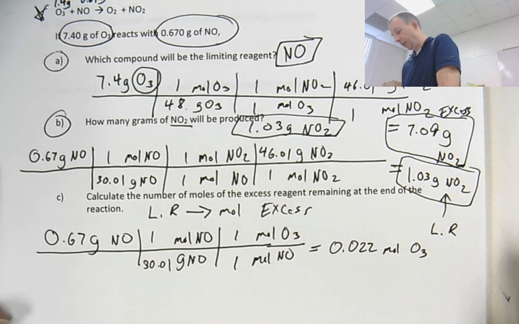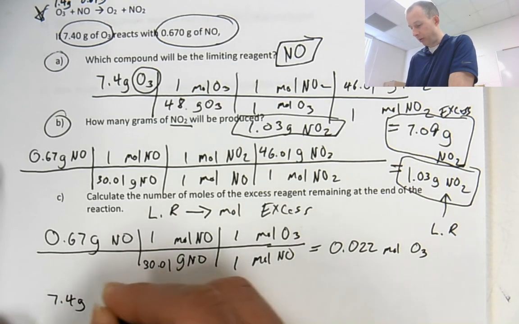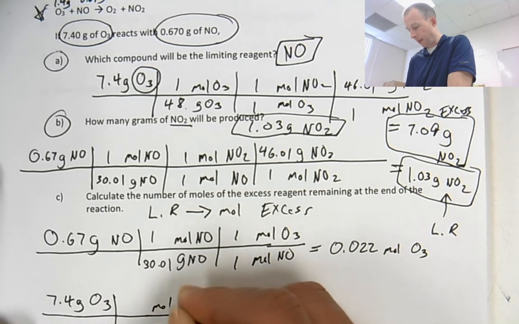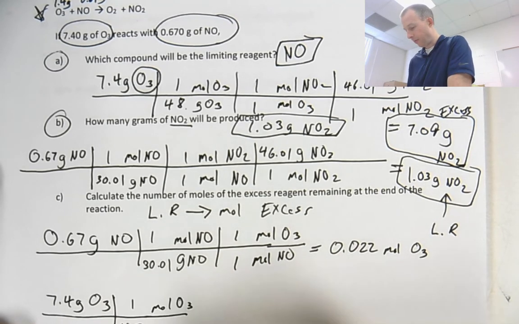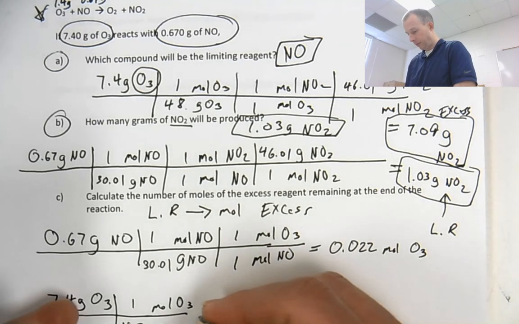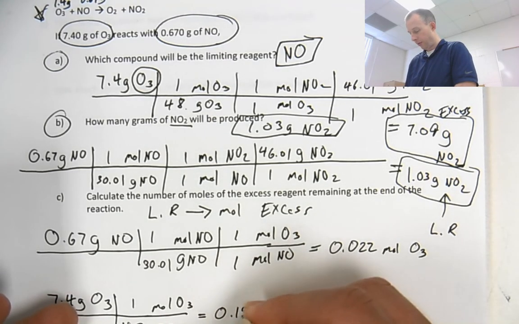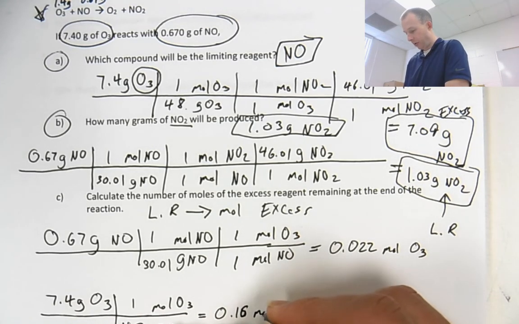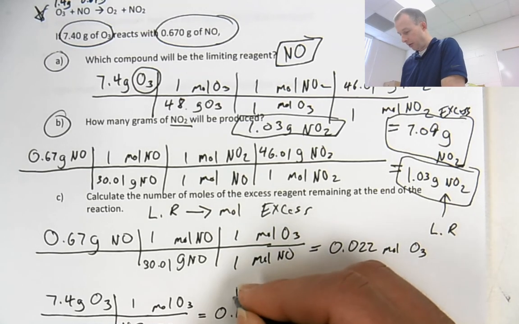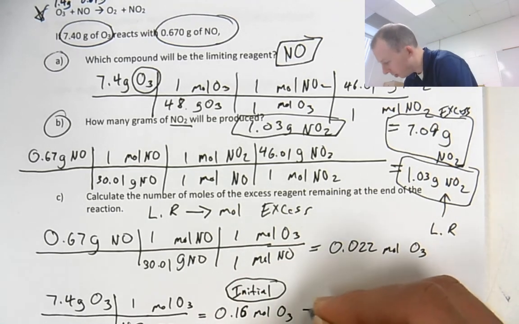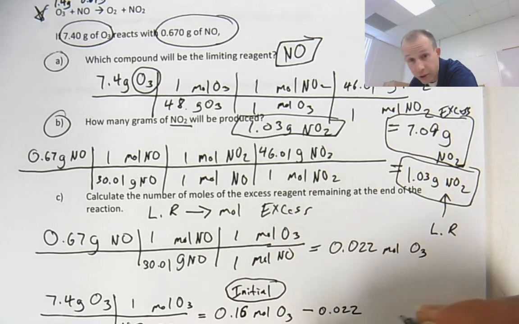It specifically wants the number of moles that will be remaining. So if we start with 7.4 grams of O3, let's convert that to moles. That's 48, so you're going to do 7.4 divided by 48. So 0.15. We'll round it up to 6, keep it simple. So we'll say 0.16 moles of O3. This is our initial starting point. We're going to subtract 0.022 from it.